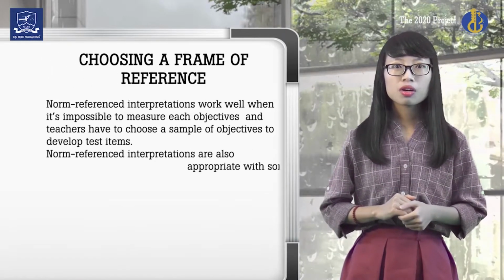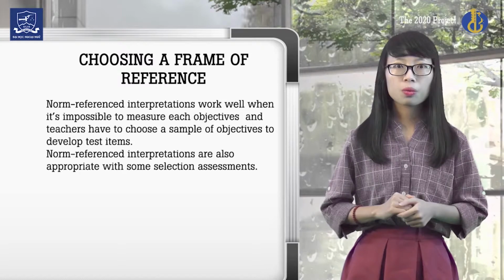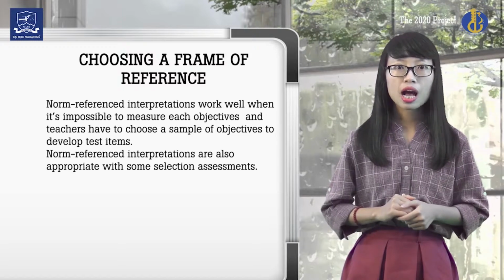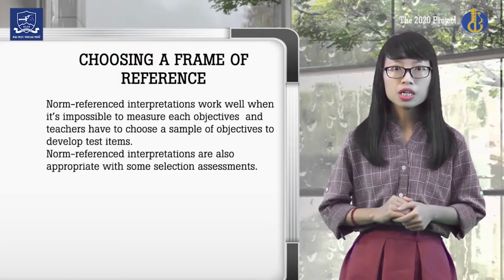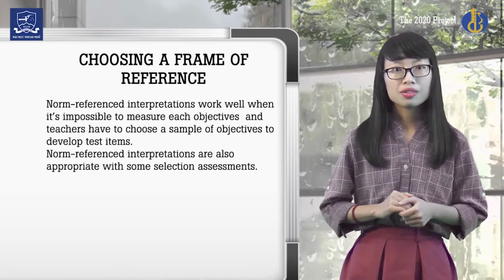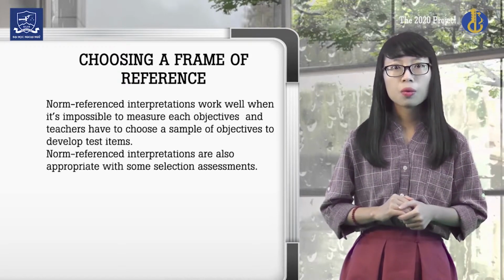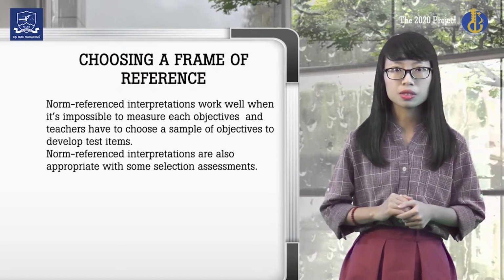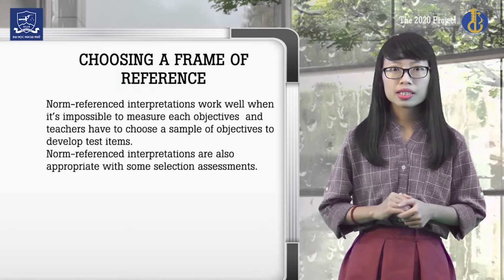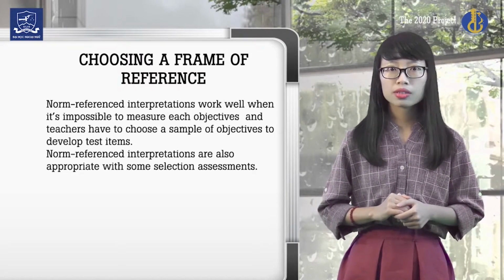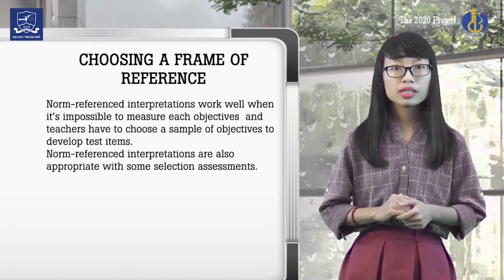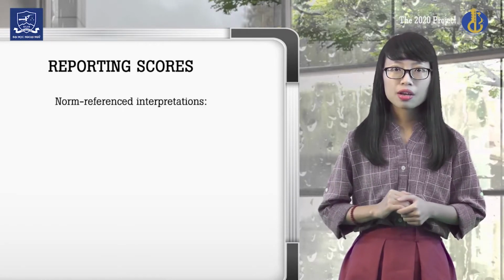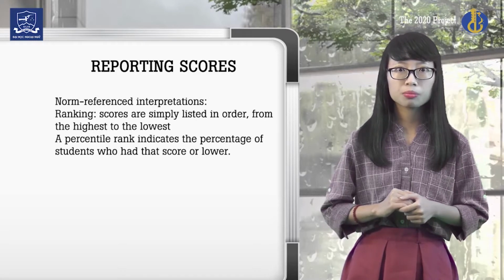In the meantime, norm-referenced interpretation works well when it's impossible to measure each objective, and teachers have to choose a sample of objectives to develop test items. Norm-referenced interpretations are also suitable for some other types of assessment, such as selection assessment. For example, a university cannot accept all the students who take the entrance exam, so only the students with the highest scores could be admitted. There are several ways of reporting scores for each approach.